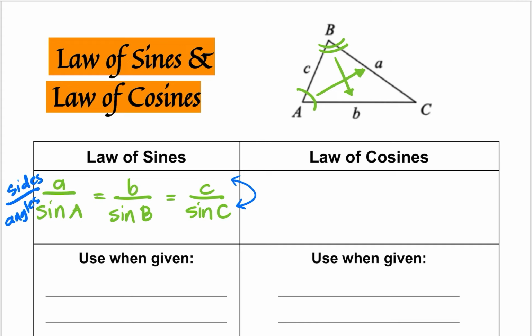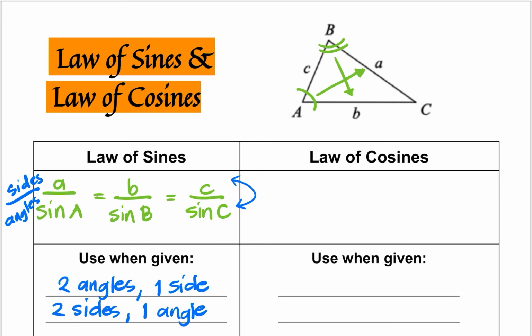When do we use law of sines? We use law of sines when we are given two angles and one side. We can also use law of sines when we are given two sides and one angle.